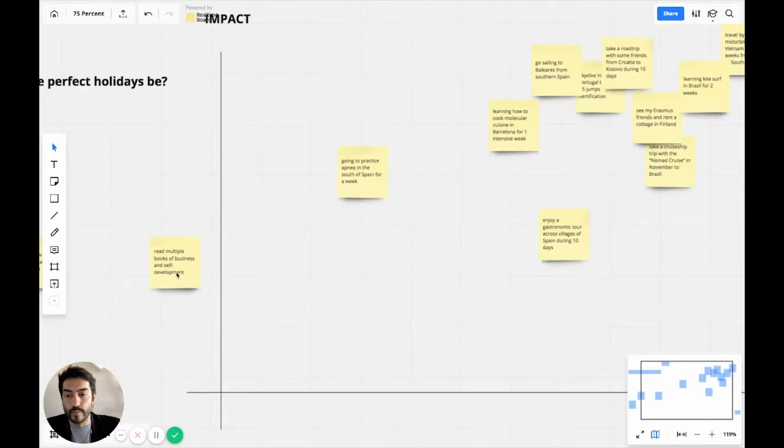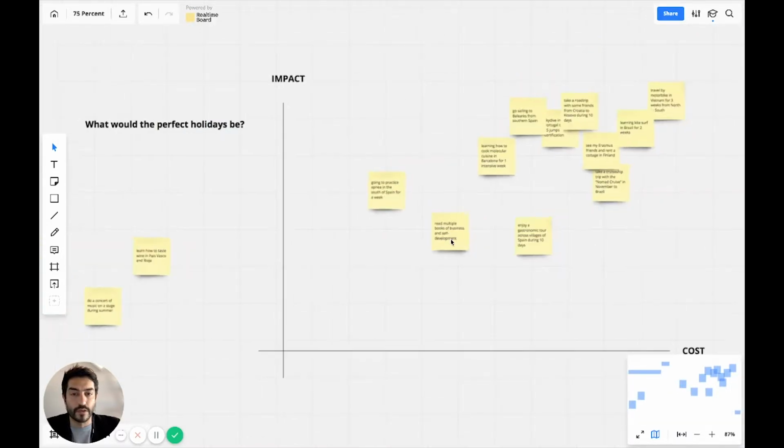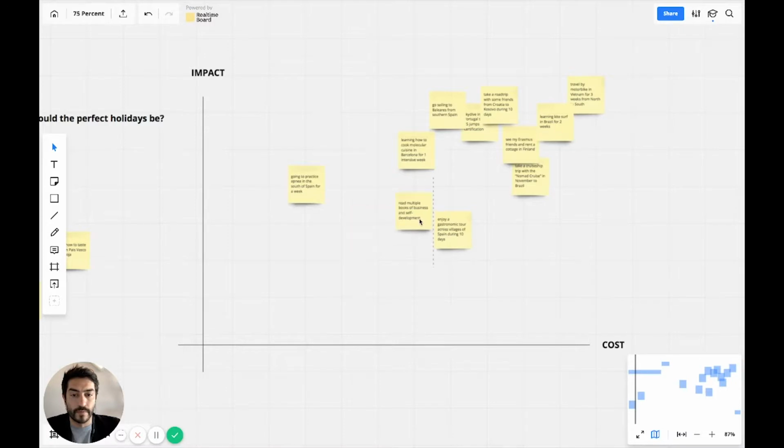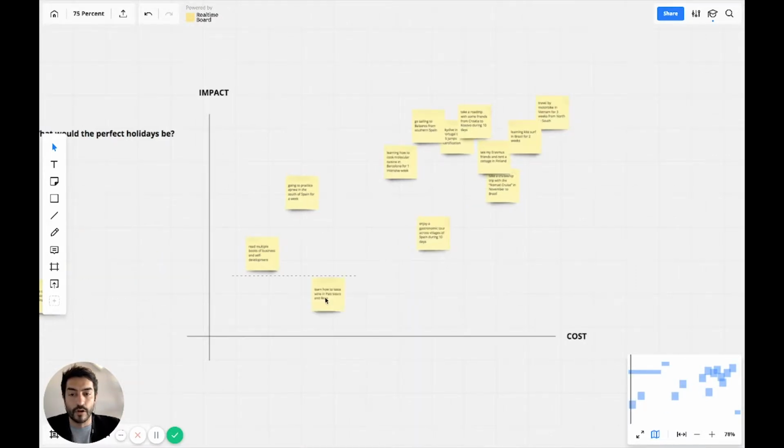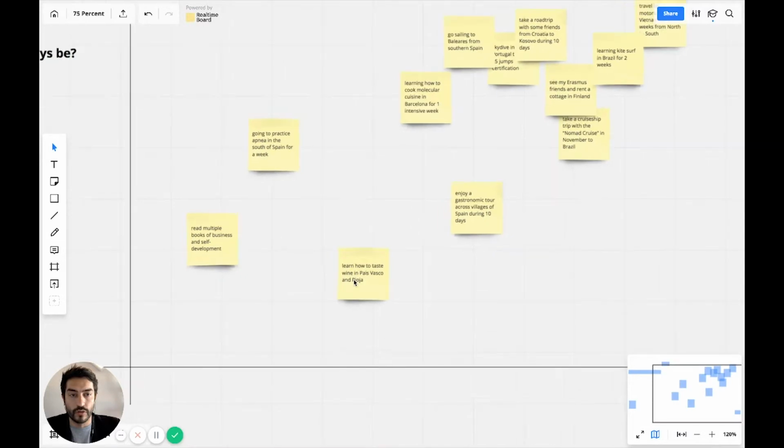Read multiple books of business and self-development. That's something I like to do in terms of holidays. The cost is very low. Okay, so the cost would be very much on the left, but the impact as well would be quite low. I wouldn't only do holidays like this.